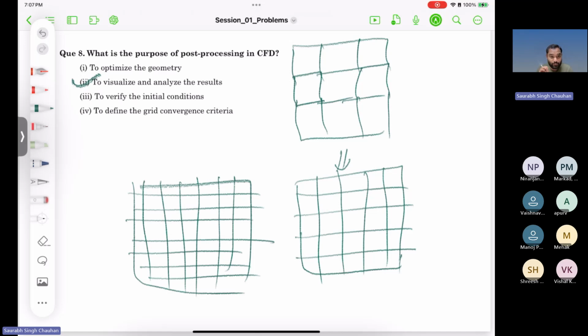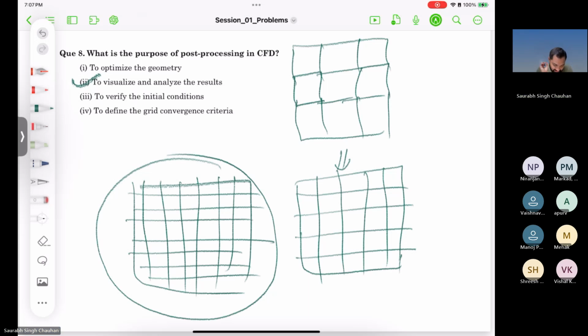So at one point you will reach a mesh which has small enough cells that your results will no longer change. Even if you reduce the size of these grid cells, the change in the results will not be that much.